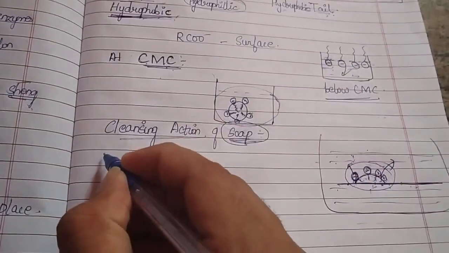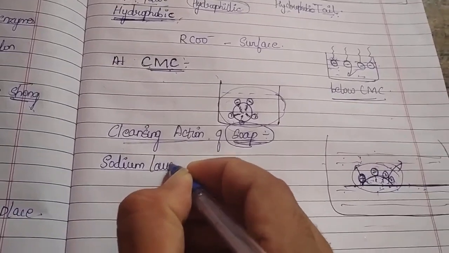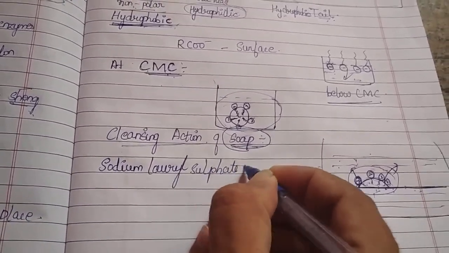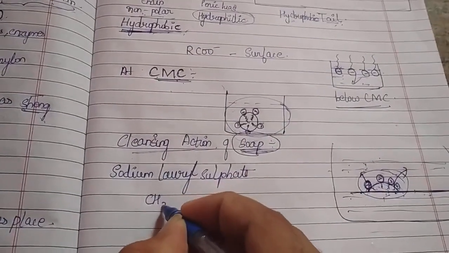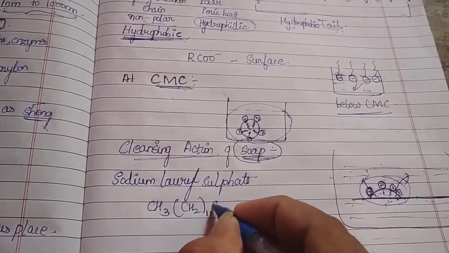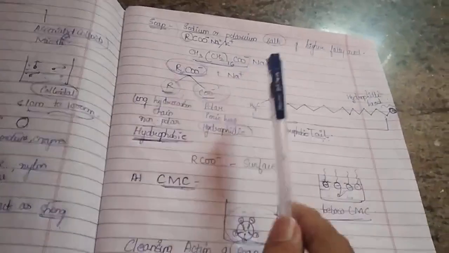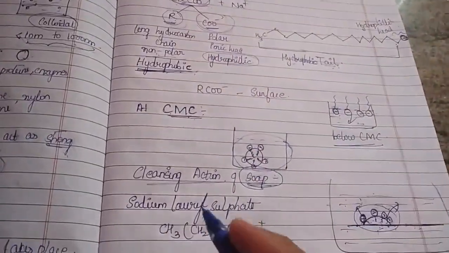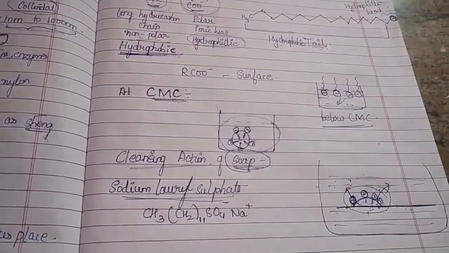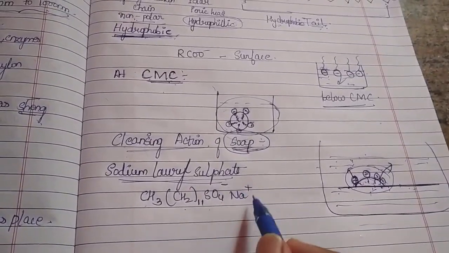Many times they have also asked for a given example of a soap. So I would like to give an example of a soap. The general example we call sodium lauryl sulfate. Just take its formula: CH3(CH2)11SO4 minus Na plus. This is also an example of a soap, but many times they can ask you to write the formula for sodium lauryl sulfate. Do remember it is CH3(CH2)11SO4 minus Na plus.